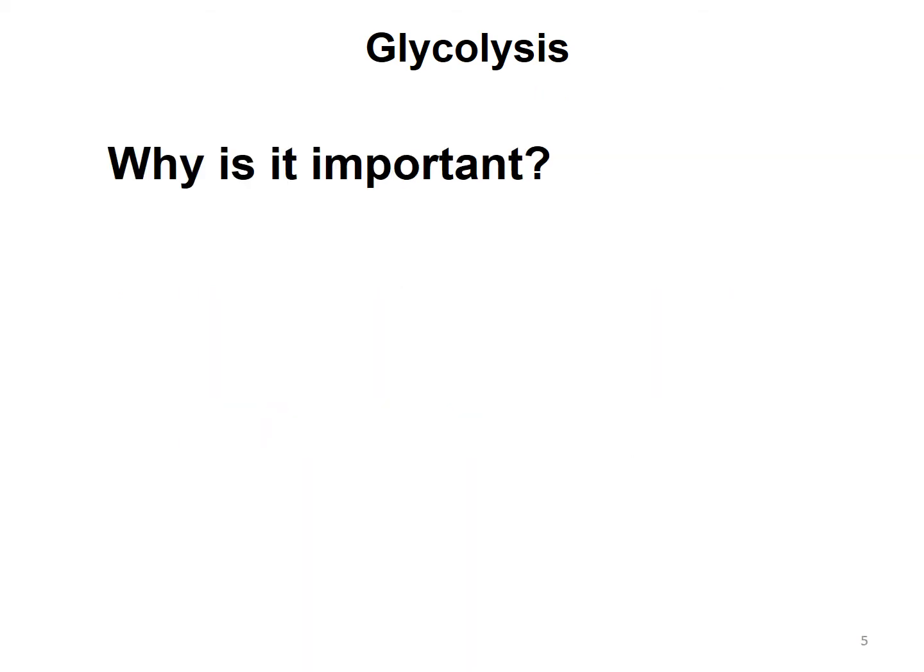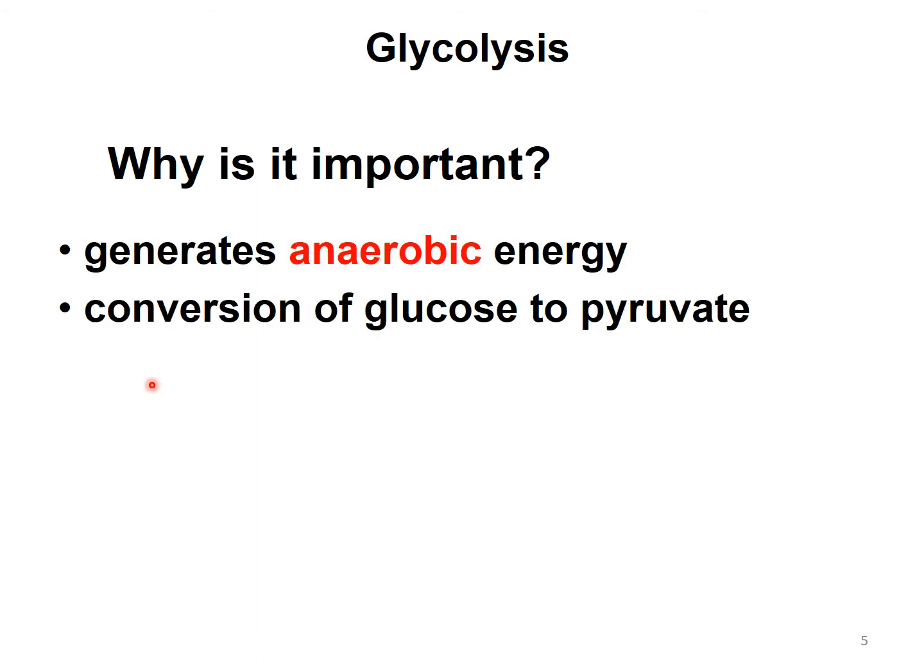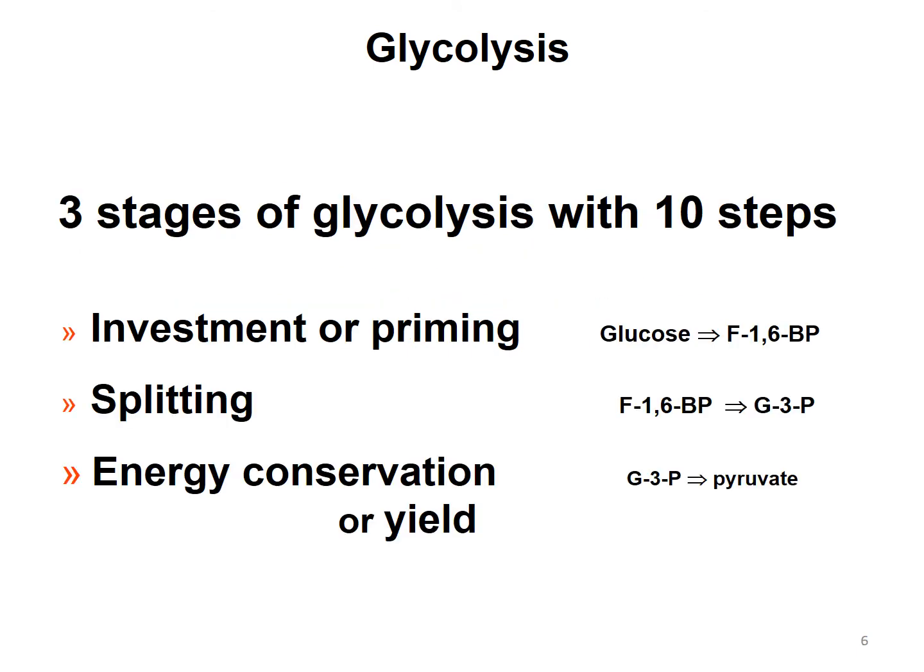So why is glycolysis important? Because it is the only pathway in the body that can generate energy without oxygen. As I mentioned, glycolysis is an anaerobic reaction, and it does so by converting glucose into pyruvate molecule. Essentially, glycolysis can be broken down into 3 stages with 10 different steps or 10 different reactions.